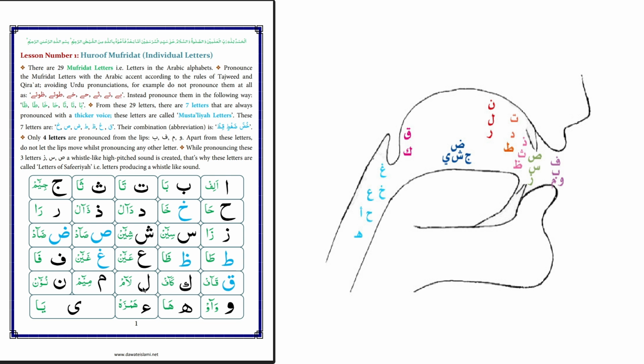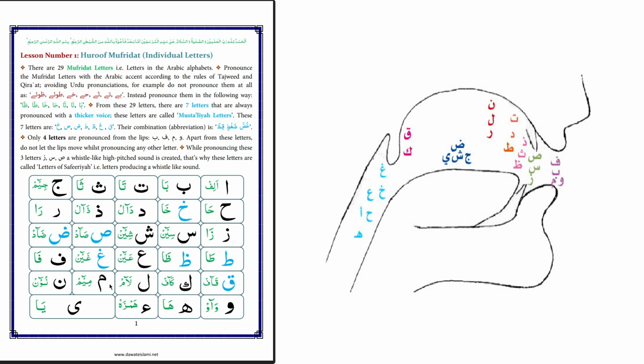Next lam, and lam is coming from this part here. So the part that we used ra for, lam. So not directly on the top, but a bit in front. So the tip needs to come here and say lam, lam, lam.